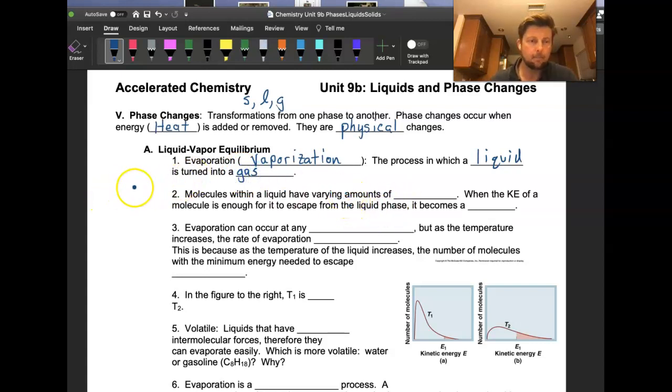If we think about a liquid, at a given temperature, all the little molecules in there are moving with various amounts of kinetic energy. And since the temperature is an average, some are moving faster and some are moving more slowly. If there's one particular molecule with enough kinetic energy to escape from the liquid phase, it becomes a gas. Like I said, evaporation can occur at any temperature.